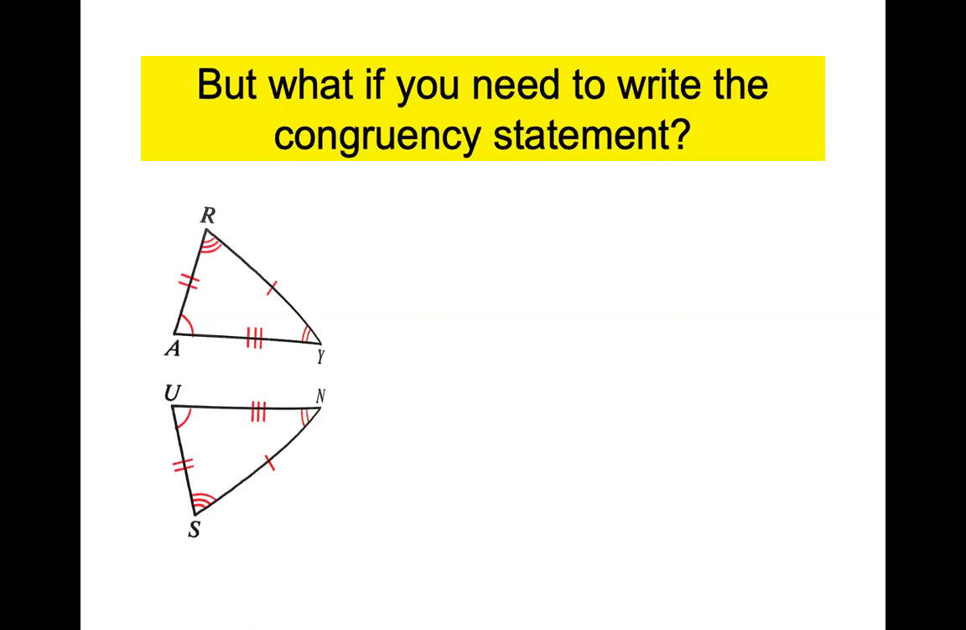So when you have these congruency markings, remember sides are made with tick marks, angles are made with arcs, right? Well, then all we have to do is look at the markings. But what's the congruency statement? The first thing I have to do is at least say the name of one of the triangles. So, for instance, if I pick the first one, and I say this is triangle RAY, or ARY, sorry.